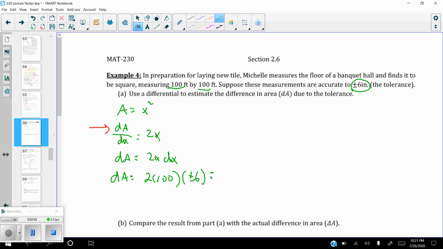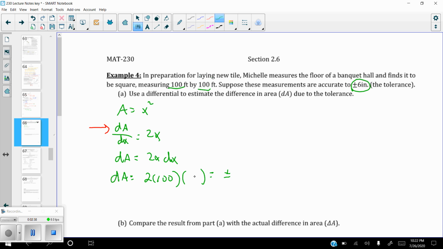So the tolerance, or the potential error, the dA here, is going to be 2 times 100 times 6, which is 200 times 6, which is 1200. So it's plus or minus 1200 square feet. And that seems incredibly large to me. What did I... Oh, man. That goes to show you, you really need to read carefully.